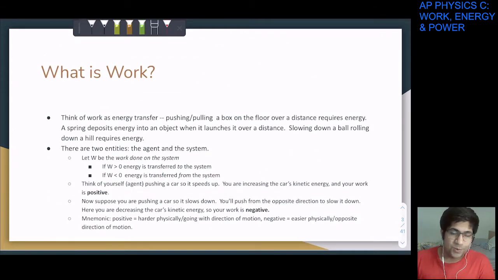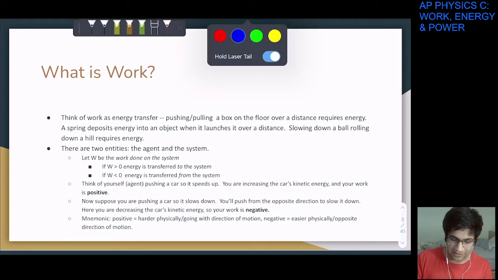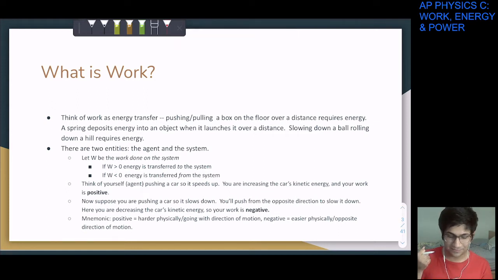A little bit more about work. We want to think of work now as energy transfer. We've done this in Physics 1, but on the AP test for Physics C, the problems are going to be harder, and it's really your intuition that's going to get you through the free response questions. So we want to think of work as energy transfer. Pushing and pulling a box on the floor over a distance requires energy. If you were to lug a box all the way across the floor, it's going to require more energy than if you were to just lug it a few inches. Another example, a spring deposits energy into a system when it launches it over a distance.